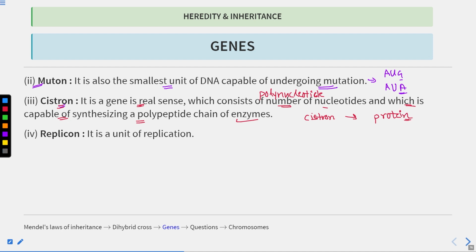Clear? Now what is replicon? It is the unit of replication. So what is replication? It is involved in the synthesis of the DNA. Okay, this is what is known as replication.